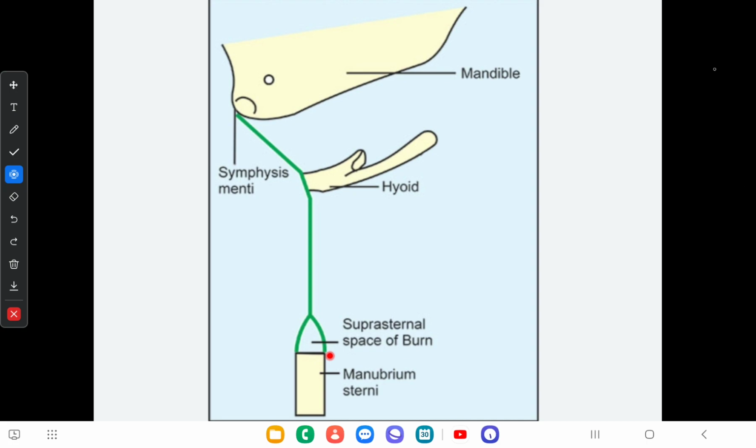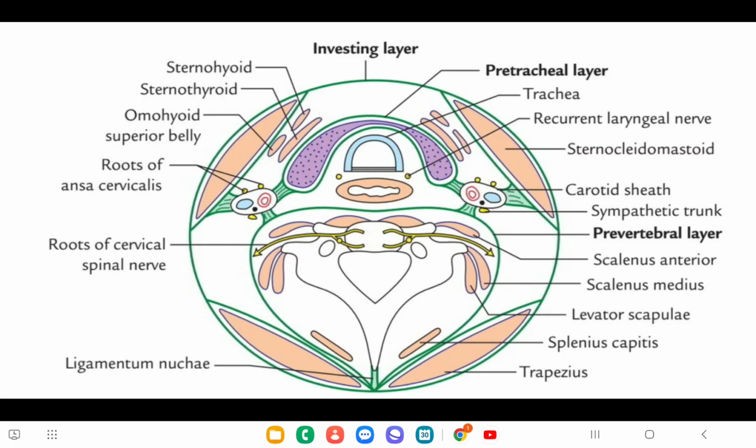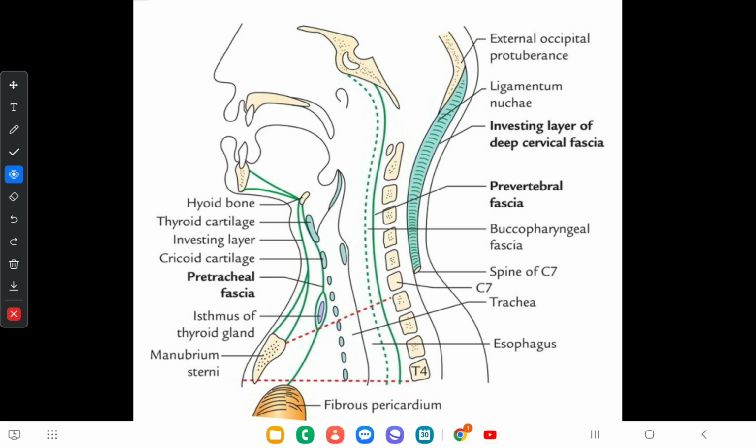lymph nodes. Let's discuss the attachments of the pretracheal layer. Here in this picture you can see this is the pretracheal layer. Here this is the pretracheal layer. Superiorly, the pretracheal fascia is attached to the hyoid bone in the midline and to the oblique line of the thyroid cartilage.